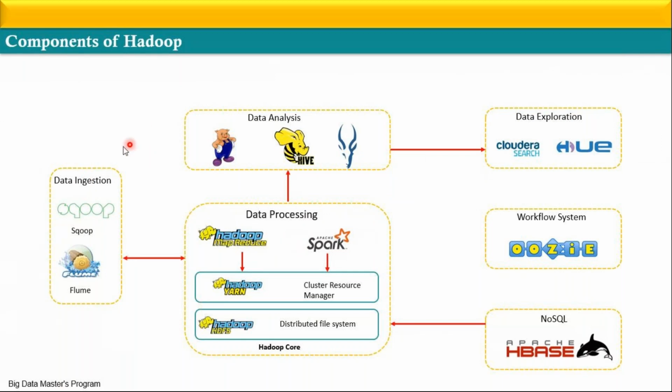Just have a look at this diagram for the Hadoop ecosystem. Over here we are able to see HDFS, the Hadoop Distributed File System, and what we have seen with respect to this is the storage layer. And Hadoop MapReduce is the processing framework.